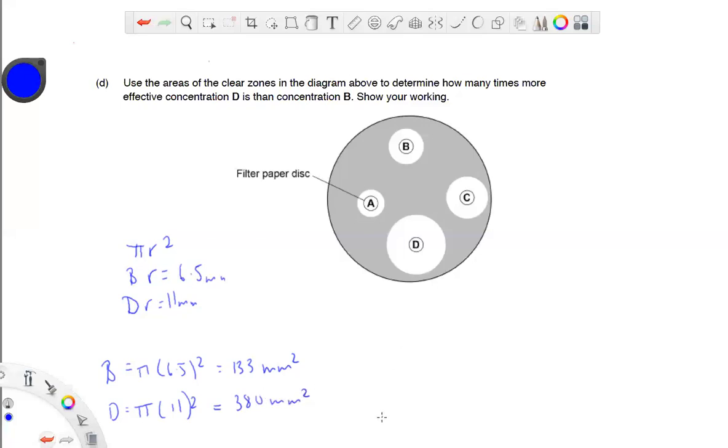How much bigger is D than B? Well, that's going to be a ratio. So if I want to know how much bigger D is than B, we're looking at dividing them by one another. And obviously we've got the units there, oopsie daisy, which will cancel each other out. And so we end up with a value of 2.85. So that means that D is 2.85 times more effective than B in killing these bacteria.